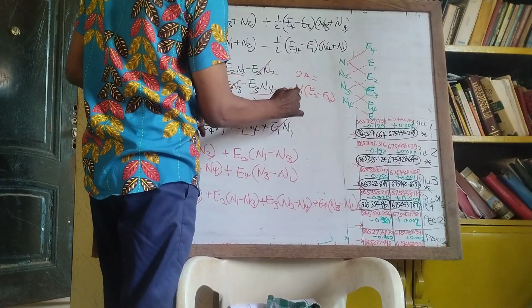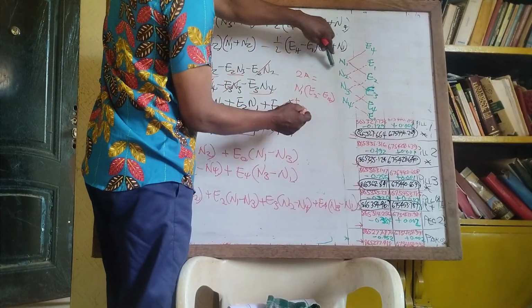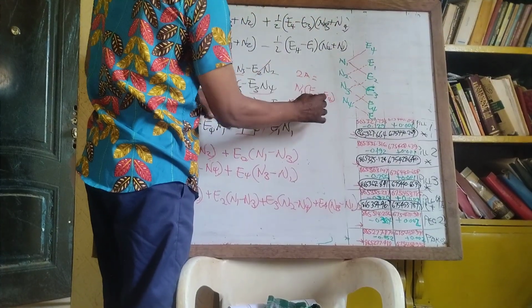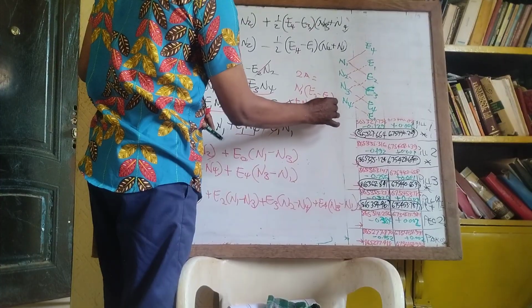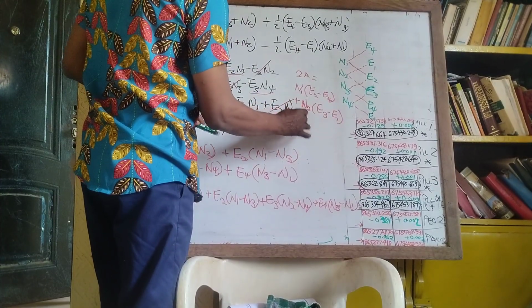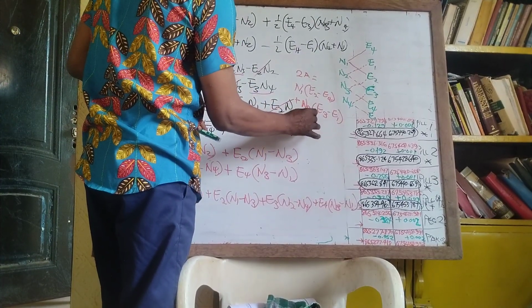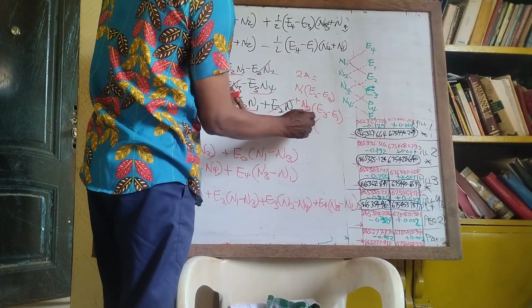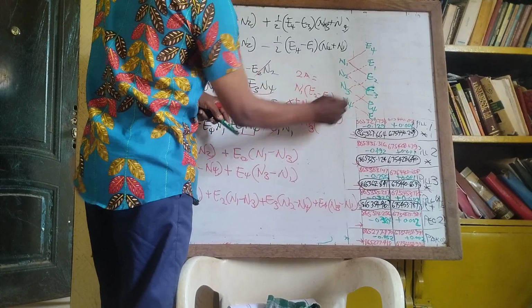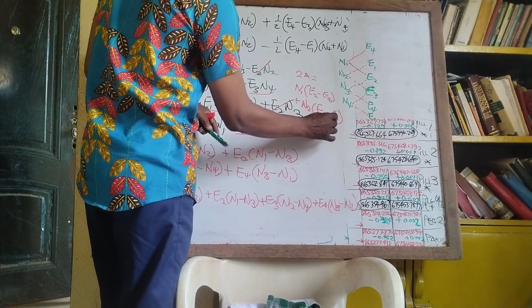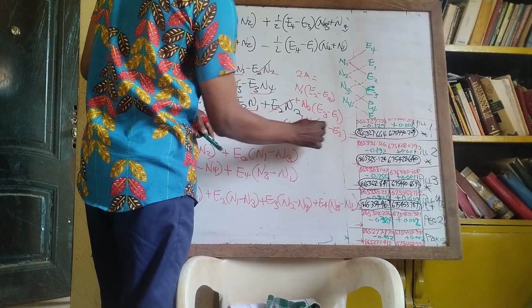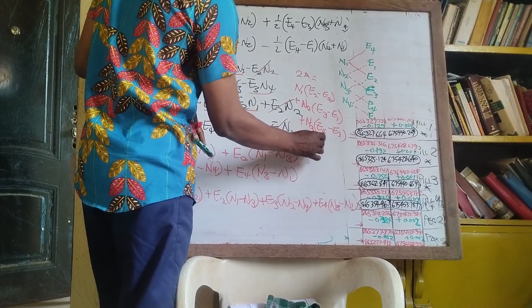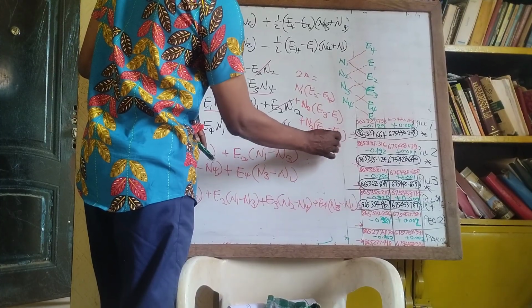plus N2 into E3 minus E1, plus N3 into E4 minus E2, plus N4 into E1 minus E3.